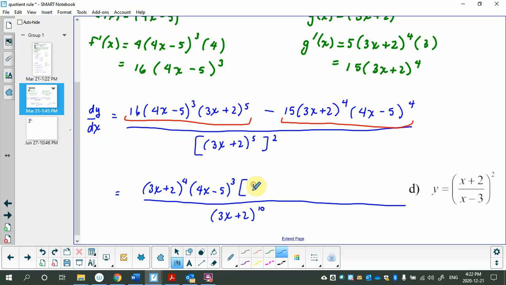And then here's what's left. So the 16 is left. I've taken out this entire set of brackets. I've taken 4 out of 5 of these, so I need 1 more. Minus 15 will need to stick around. 3x plus 2 to the 4 matches. 4x minus 5, I need 1.